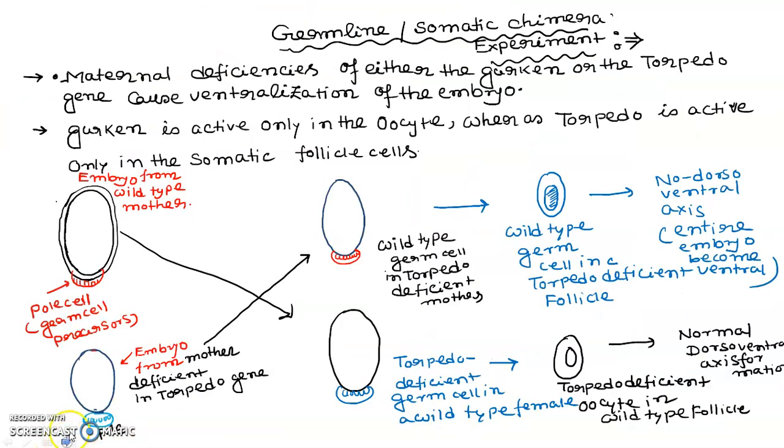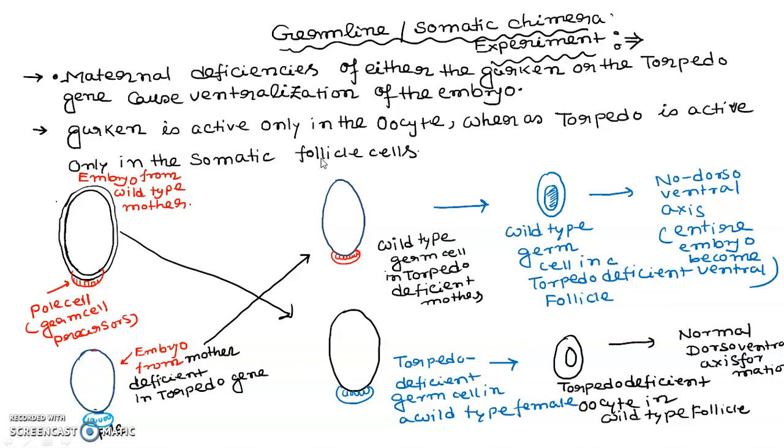Now we can see the germline chimera or somatic chimera experiment. In that way, there are two observations. One is that maternal deficiencies of either the Gurken or the Torpedo gene cause the ventralization of the embryo. Gurken is active only in the oocyte, whereas Torpedo is active only in the somatic follicle cells. Now you can see that this experiment is called the germline chimera experiment or somatic chimera experiment.